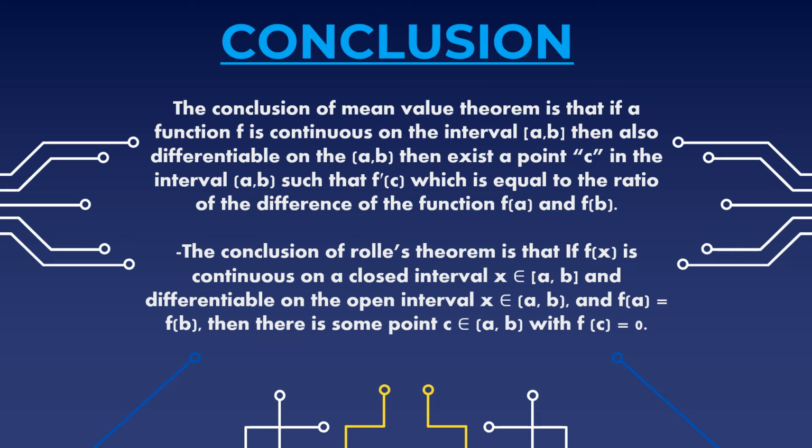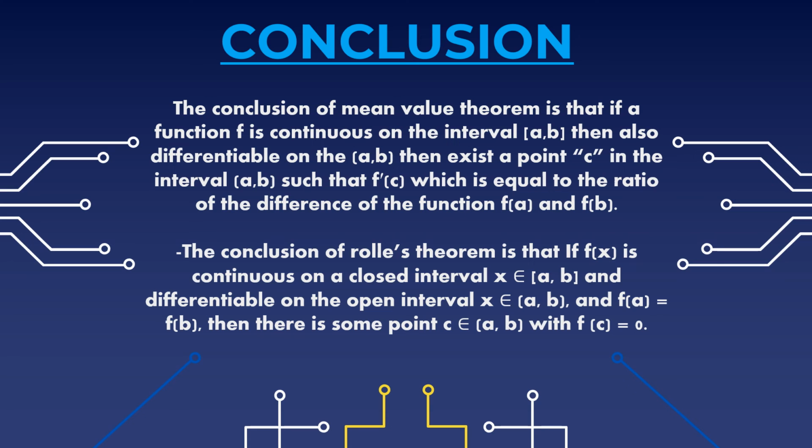Conclusion. Okay, we can conclude mean value theorem is that if a function f is continuous on the interval [a, b], and also differentiable on (a, b), then there exists a point c in the interval (a, b) such that f prime c is equal to the ratio of the difference of the function f(a) and f(b).